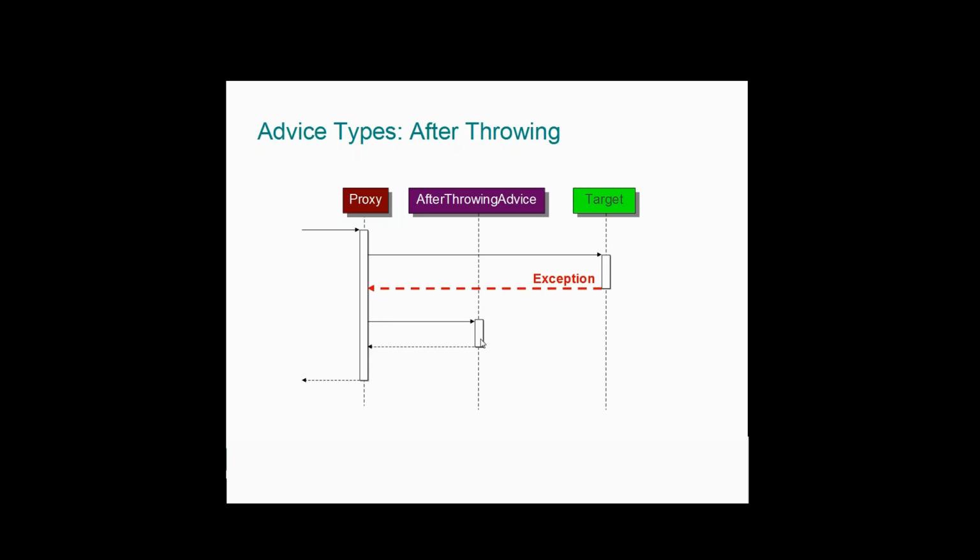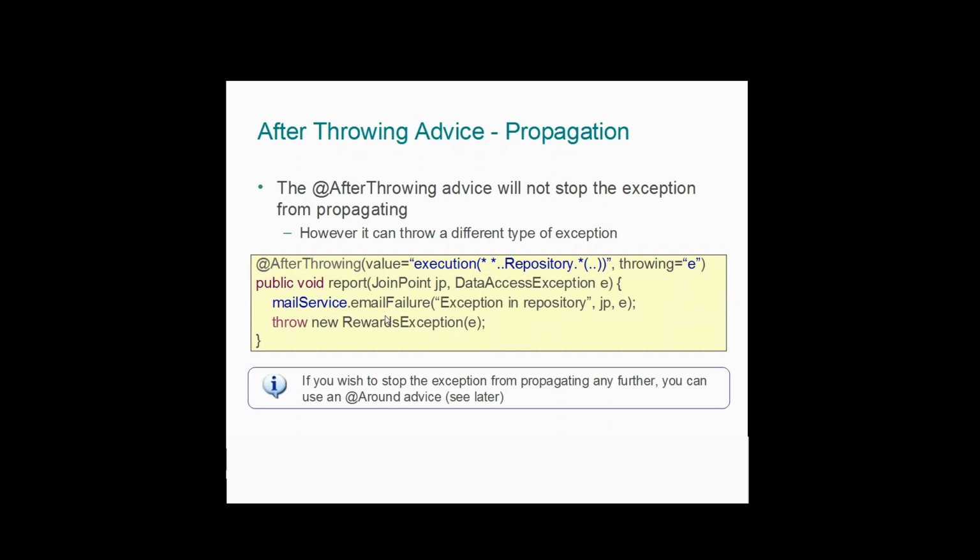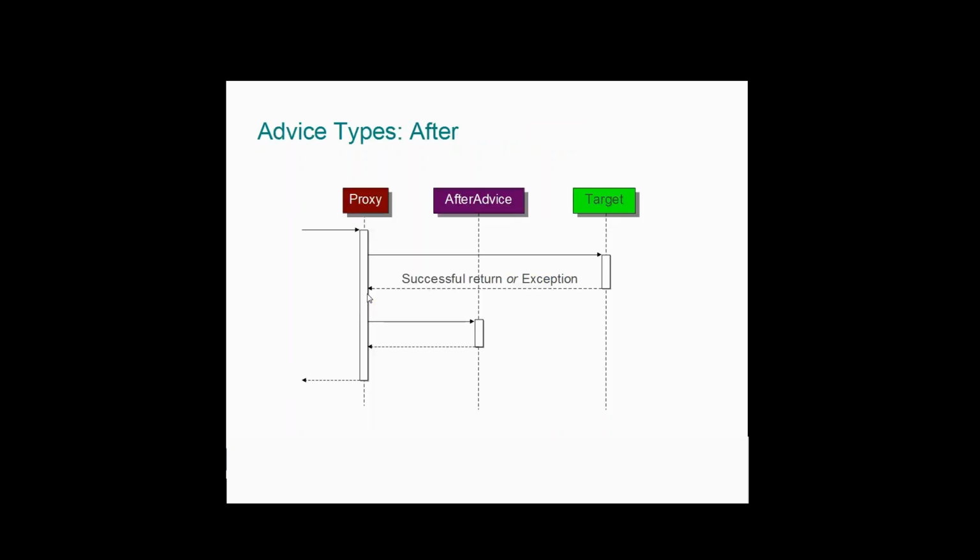So you can throw an application-specific exception or a generic exception here. That is possible. The way you do it is, inside this, you throw a new specific or generic exception to the calling method. At any cost, you cannot stop the original exception. Either the original exception will be sent, or the exception thrown from this advice will be sent. That's an option.